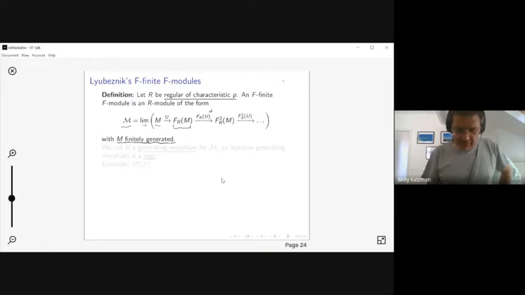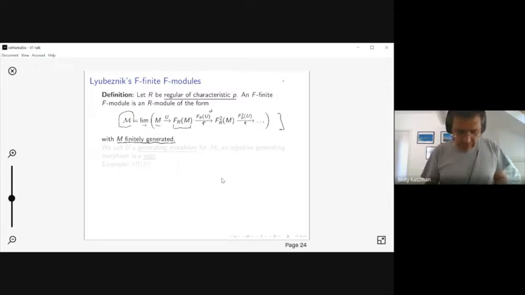So you apply the Frobenius functor to this map to get this map. And you get a direct limit system whose direct limit you can define to be something which I'm calling here curly M. So what is a finite F-module? It is an R-module which can be written in this form when M is finitely generated.